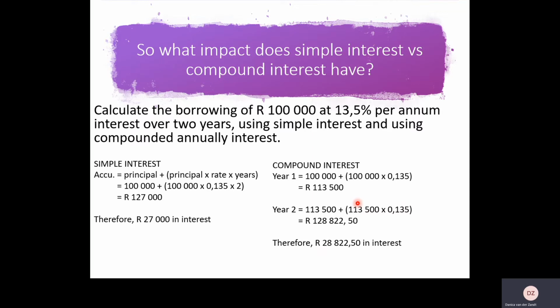Now, if I am borrowing money, which of the two am I going to prefer? Simple interest or compound interest? If I'm borrowing money, I'm going to have to pay back more money. I want simple. I want to pay less in interest. So if you can negotiate a simple interest rate, then you should, if you are borrowing money. But if you are investing money, I'm going to want that compound. I'm going to want to get as much interest as possible.